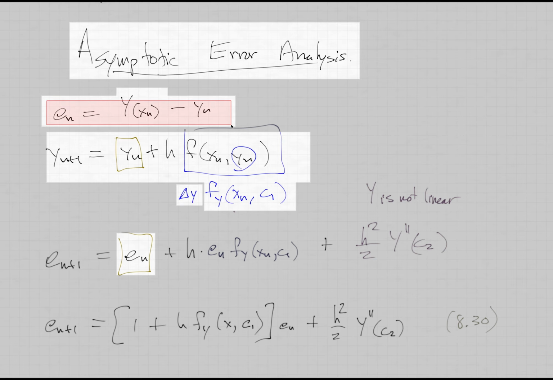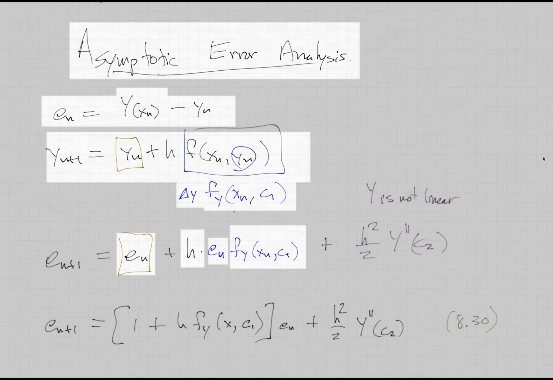That's exactly en because it's the difference between the true value of y and the value we're using, which is yn. So therefore, we get this term. The error in this is now going to be h times this quantity. So h times delta y times fy at xn, c1. So that's another term in the inherited error, or the propagated error.